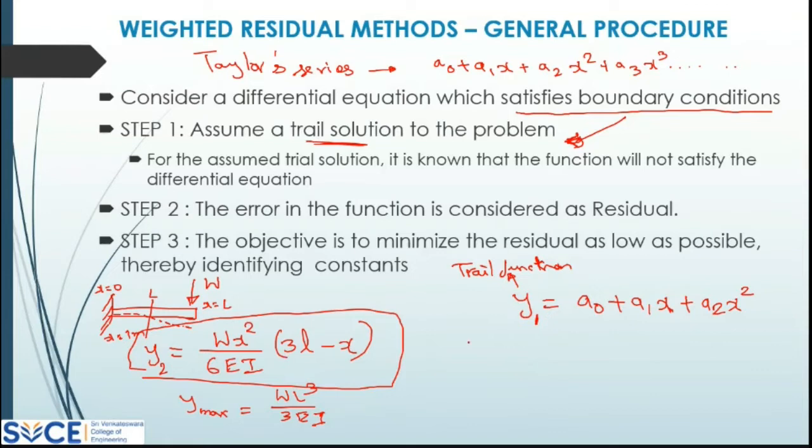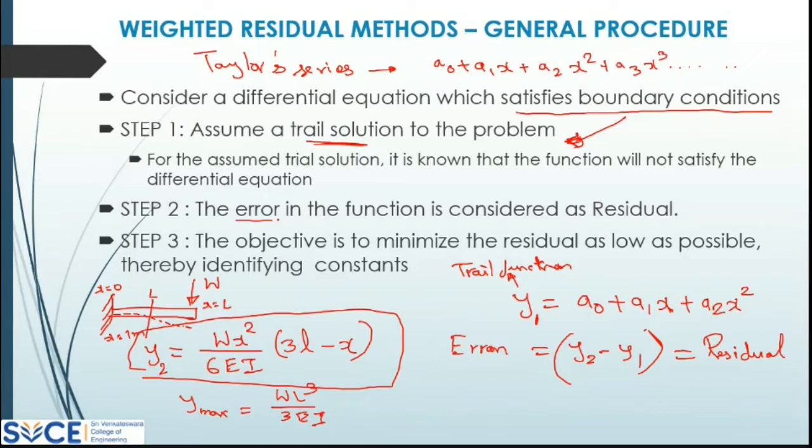I am identifying what the error is. The error is nothing but y2 minus y1. For example, my real deflection is 3 mm, but I assume that my deflection is 1 mm. So 3 minus 1 is 2, and that 2 is your error. Similarly, this is my real function and this is my trial function, whatever I take as the answer. Subtracting them, you get an error, and this error we call a residual.